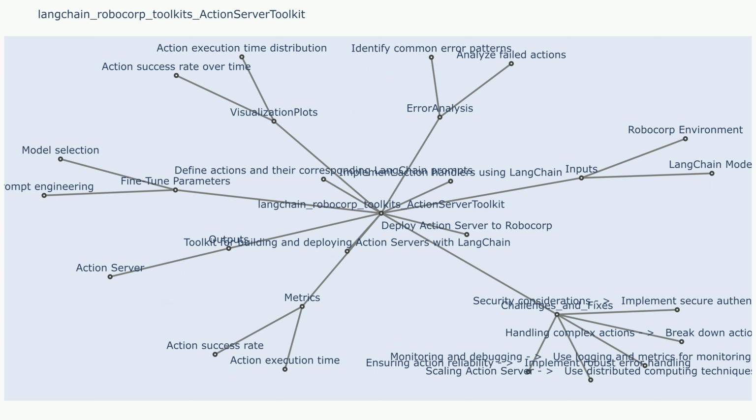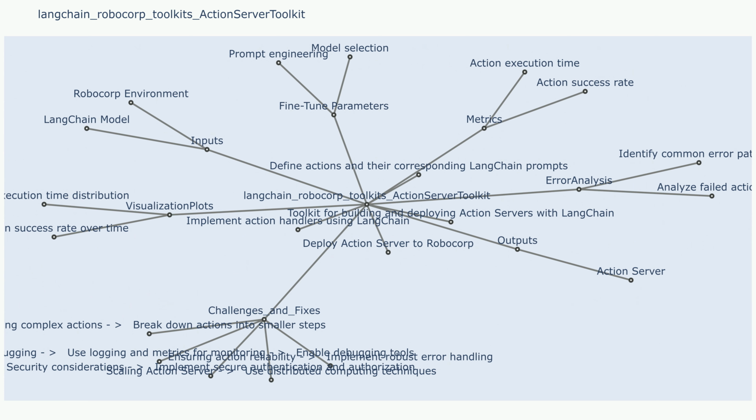Fine-tune parameters. Action server timeout. This parameter allows you to adjust the maximum time allowed for an agent to execute a task on the action server. Setting an appropriate timeout prevents agents from becoming unresponsive.